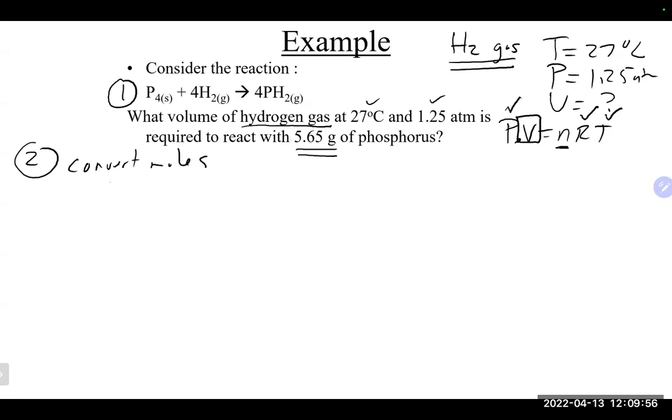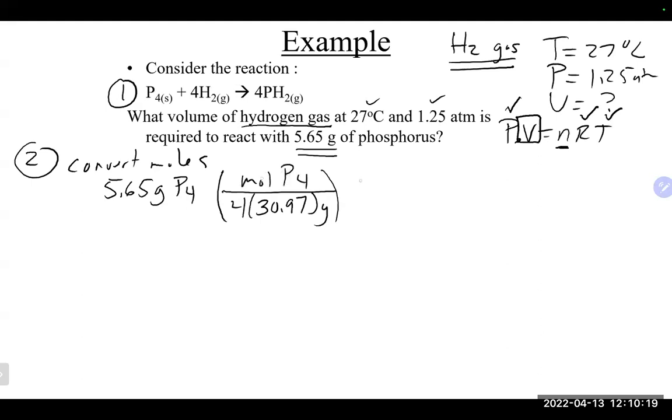So we would start with 5.65 grams of P4. We would go to the periodic table and look up phosphorus, which is 30.97. And we would use the molar mass for phosphorus to convert it into moles. So that is 4 times 30.97 grams per mole. Again, that is the molar mass from the periodic table, where that number comes from. That gets us 123.9, by the way.